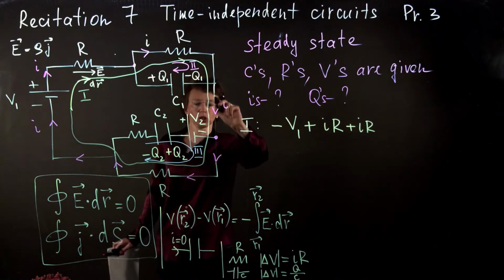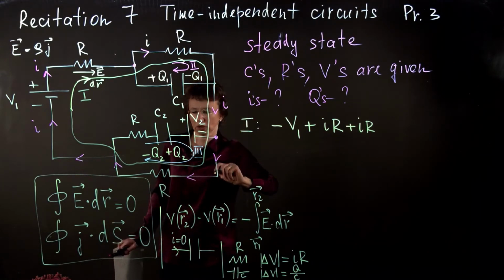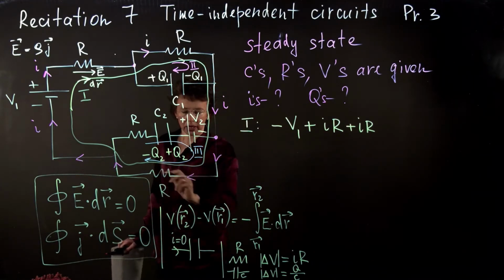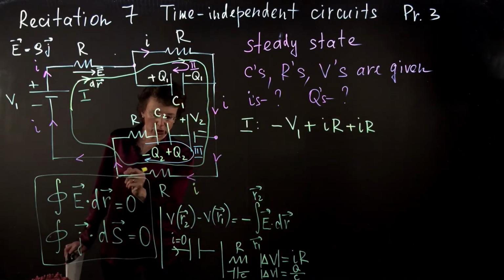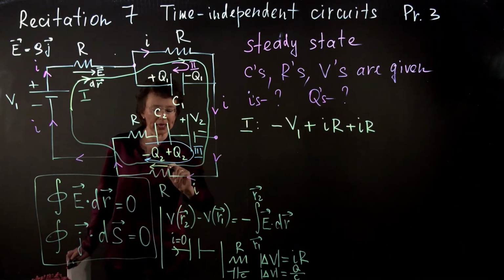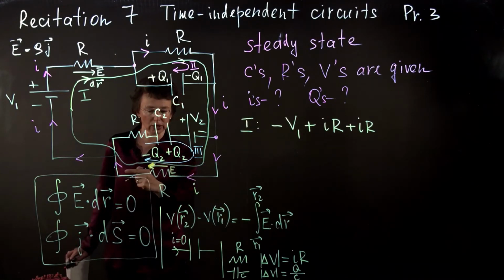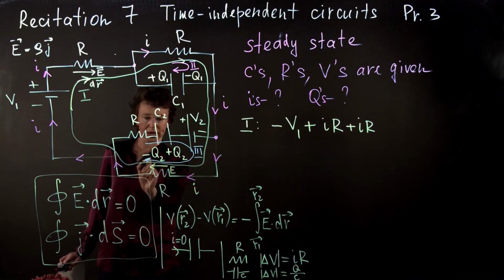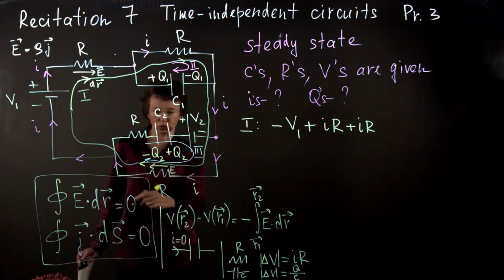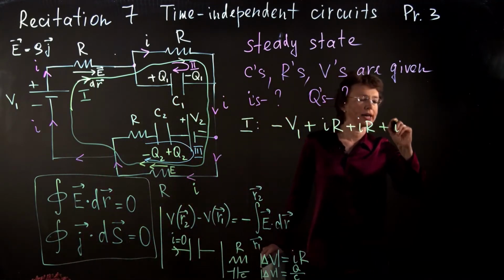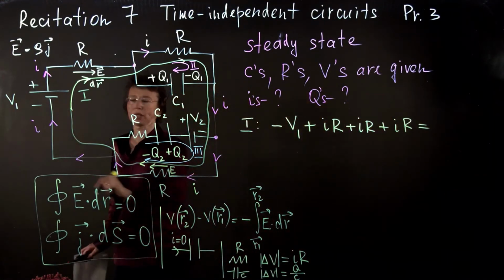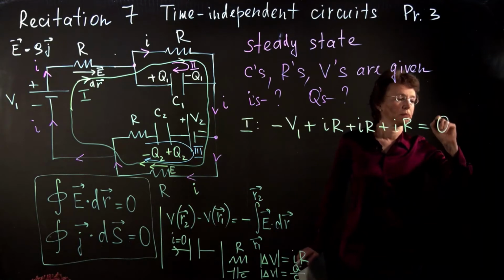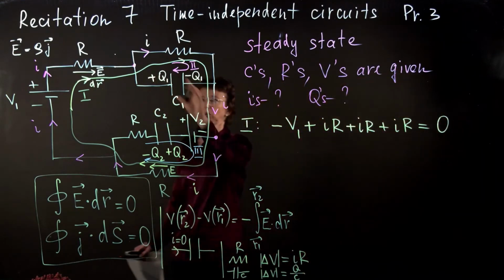We keep going. Loop 1 comes here. Again, current is I. It is to the left, which means that electric current density is to the left, electric field is to the left, and we go in this direction. So our dr is also to the left. I put plus IR, and this is equal to 0. We are done with loop 1.